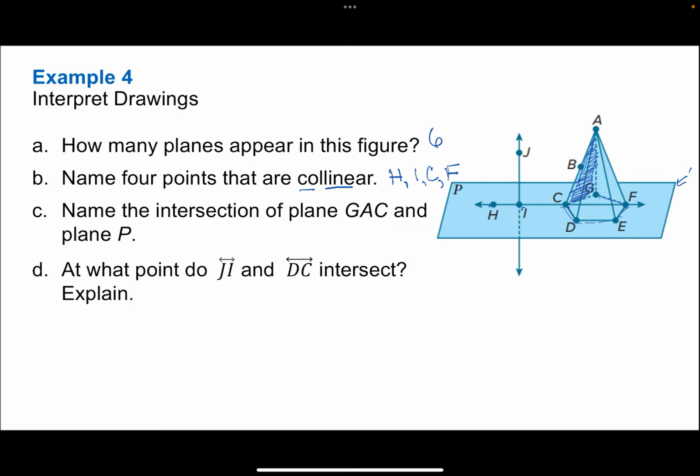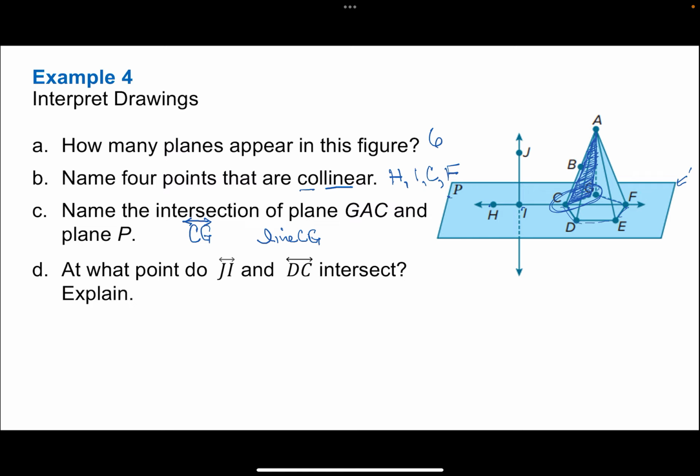The intersection of plane GCA and plane P. Plane GCA, ooh, that's this back plane that I had shaded earlier. And plane P is this plane down here. Where does this triangular shaped plane intersect our rectangular shaped plane? Right there, line CG. So put our symbol on top, or if we don't remember the symbol, we could just write line CG, line GC.